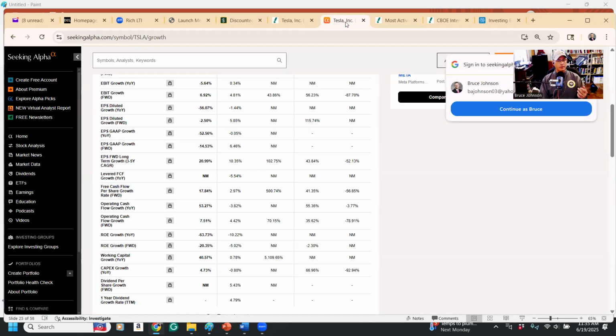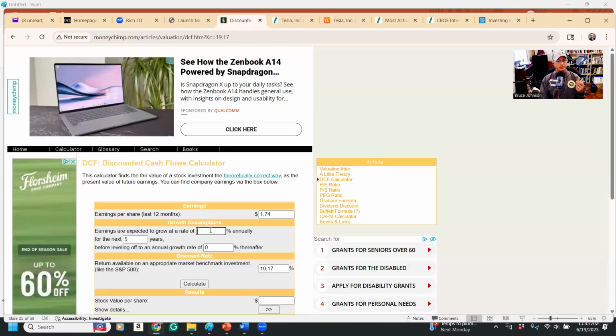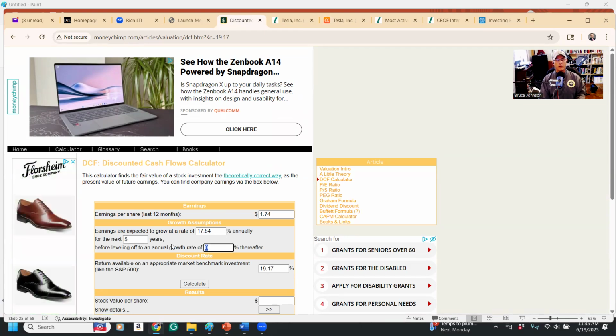I always forget this. In class, I give students a worksheet so they can write all this down, because I created a worksheet for myself since I kept forgetting these numbers. So 17.84, you guys need to remember that. We're going to type in 17.84, expected to grow for the next 5 years until leveling off.